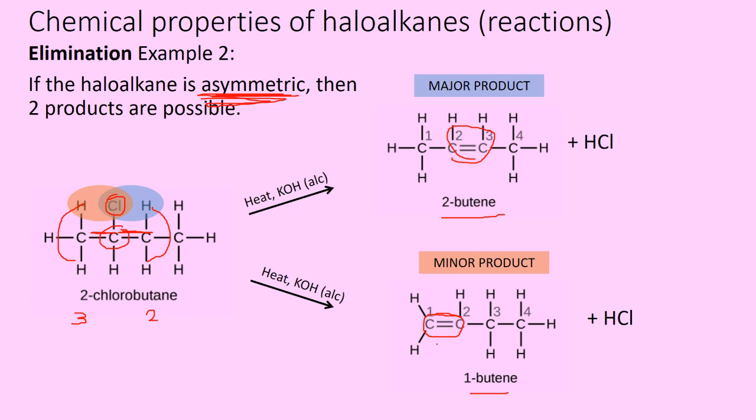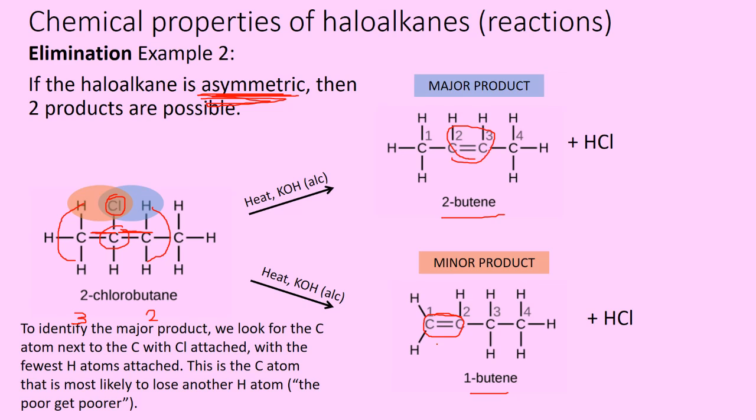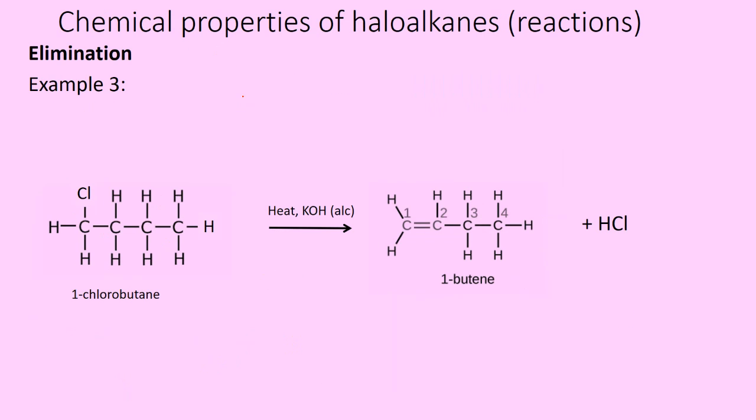So just to reiterate how you decide which is the major product and which is the minor product, if there's 2 products possible, we look for the carbon atom next to the carbon with the chlorine attached with the fewest hydrogen atoms attached. This is the carbon atom that is most likely to lose another hydrogen atom. In other words, the carbon that is the poorest is going to get poorer. This is known as Zaitsev's rule.